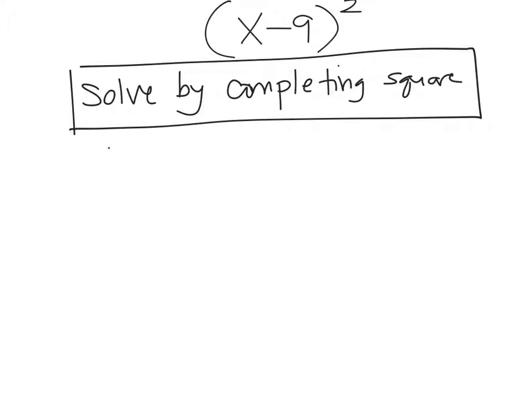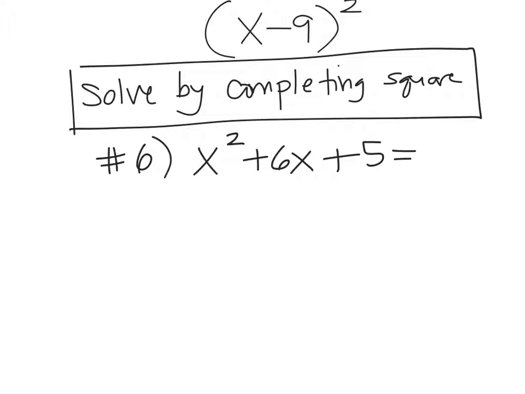Okay, what number are we on? Number 6. Here we go. Suppose you have x squared plus 6x plus 5 equals 12. And you were told not to graph, not to factor, but to solve this by completing the square. Let me run through all the steps with you. Step number 1: you're going to get rid of this constant 5.